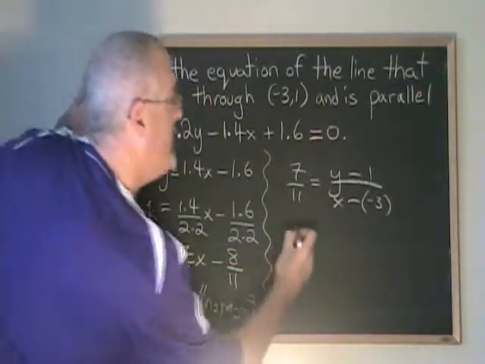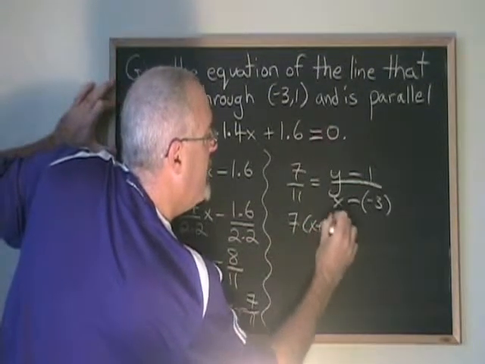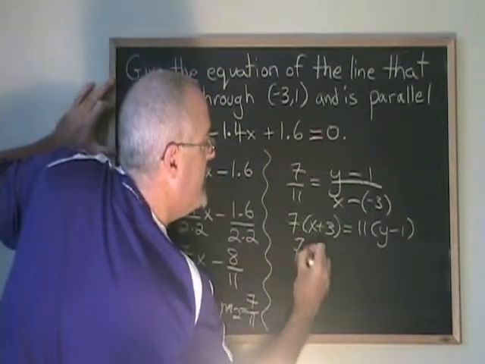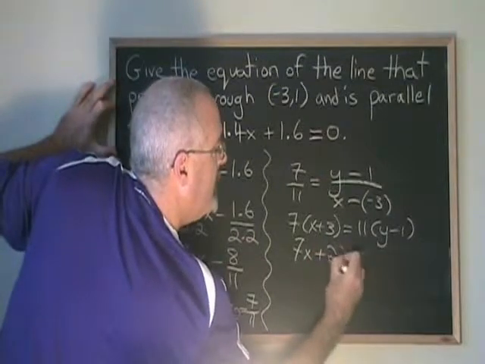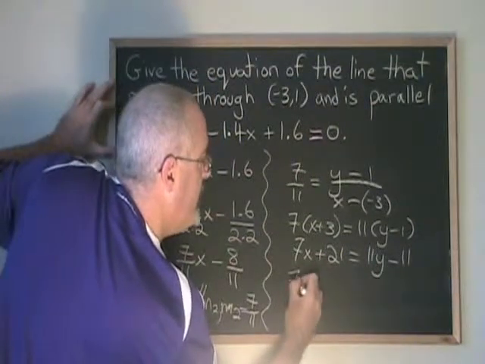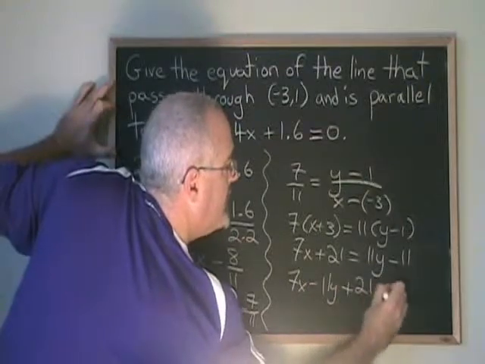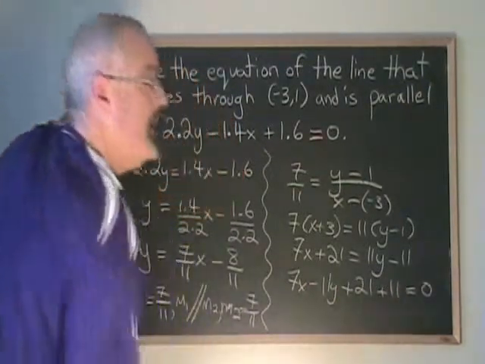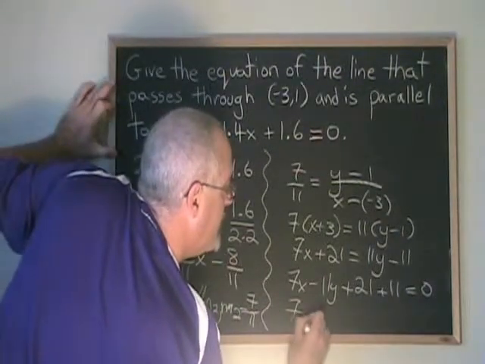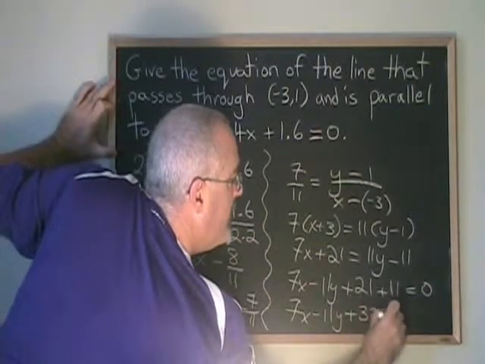Cross multiplying, 7 times x plus 3 equals 11 times y minus 1. 7x plus 21 equals 11y minus 11. 7x minus 11y plus 21 plus 11 equals 0. And the equation, therefore, in standard form, will be 7x minus 11y plus 32 equals 0.